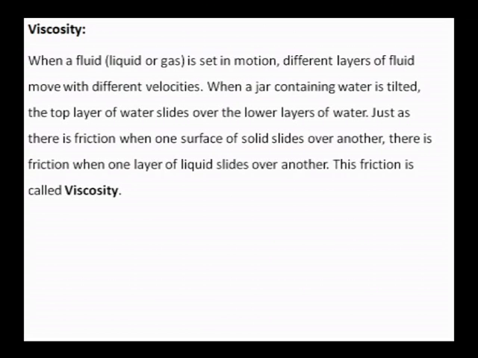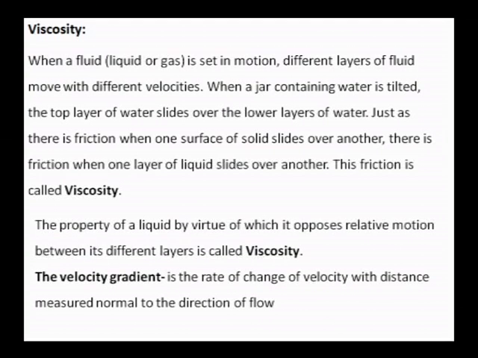The different layers of fluid move with different velocities. When a jar containing water is tilted, the top layer of water slides over the lower layers of water. Just as there is friction when one surface of solid slides over another, there is friction when one layer of liquid slides over another. This friction is called viscosity. The property of a liquid by virtue of which it opposes relative motion between its different layers is called viscosity.